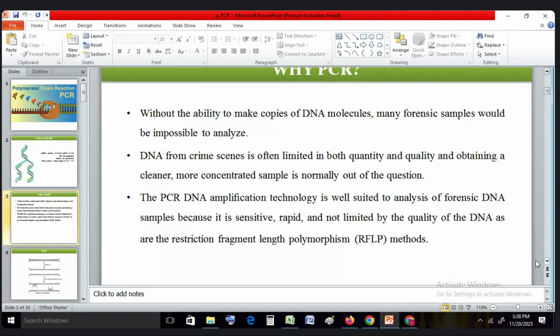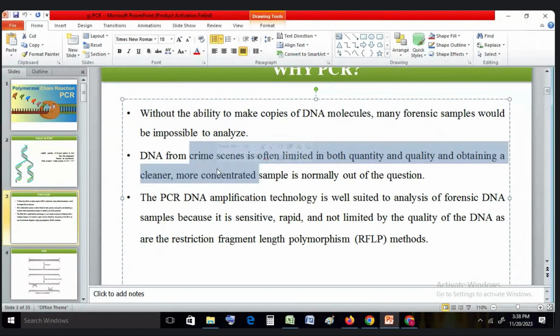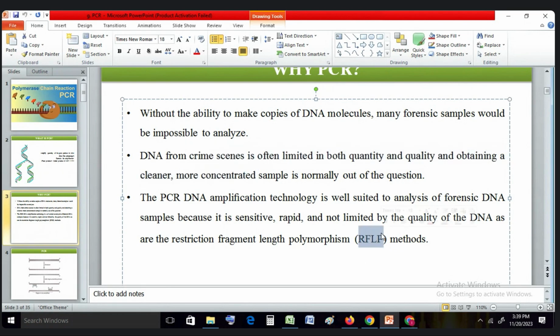In our case, DNA from the crime scene is often limited in both quantity and quality. It means we may not have a high quantity of DNA, and we may not have high quality DNA. For that, we can use PCR as a very good tool compared to the other protocol that we have, that is RFLP. So that's why people prefer PCR over RFLP for our purpose, and our purpose is doing DNA fingerprinting.